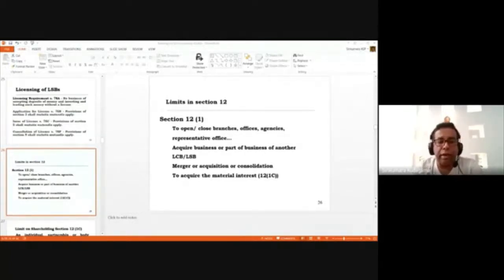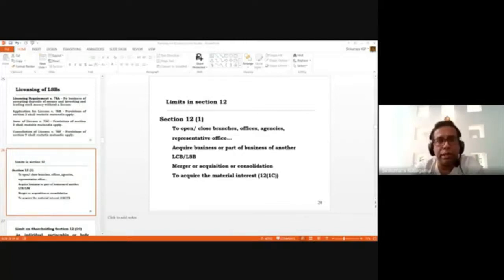You see that Section 12 of the Banking Act provides that to open or close bank branches, offices, agencies or representative offices, to acquire the business or part of a business of another licensed commercial bank or a licensed specialized bank, to merge or acquire or consolidate with another bank, to acquire the material interest of a licensed commercial bank, for all those things, the permission of the Monetary Board is required, right?